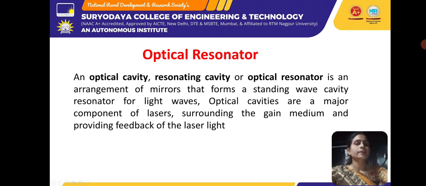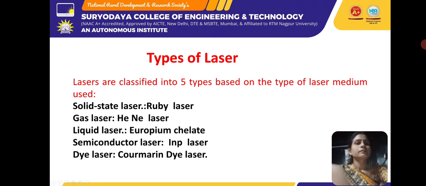Then optical resonator. An optical cavity is an arrangement of mirrors. Here there are two types of mirror present. One is 100% reflecting and another is partially reflecting. Then types of laser. Actually lasers are classified into 5 types based on the type of laser medium, but in engineering we will discuss only 2 lasers, that is solid state laser and gas laser. Ruby laser is the example of solid state laser and helium neon laser is the example of gas laser. So here is the classification of laser.